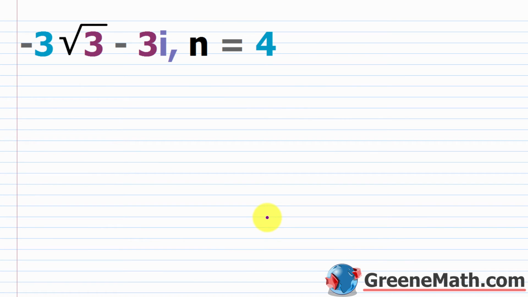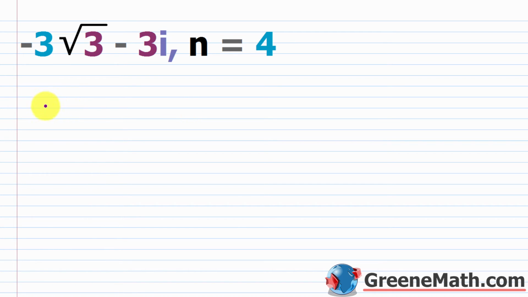All right, let's go ahead and look at an example. So we want to find all nth roots, and we're going to write our answer in polar form. So we see that n is set equal to 4, so we want to find the 4 fourth roots. So I'm going to start by writing this guy right here, this negative 3 times square root of 3 minus 3i, in our polar form.